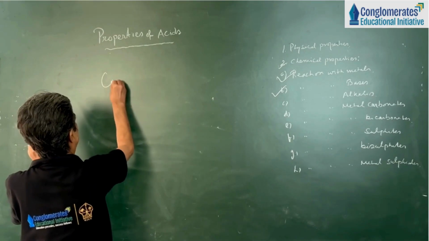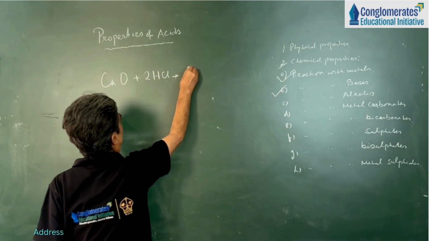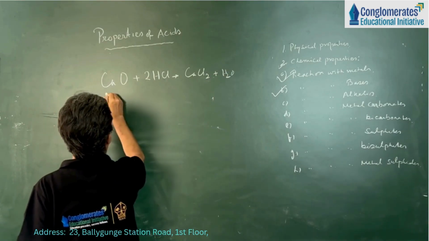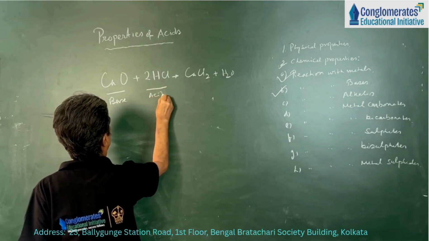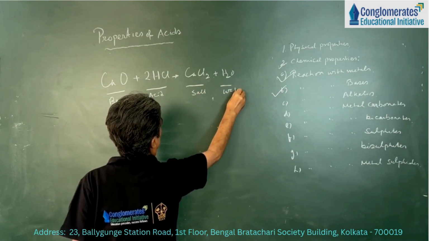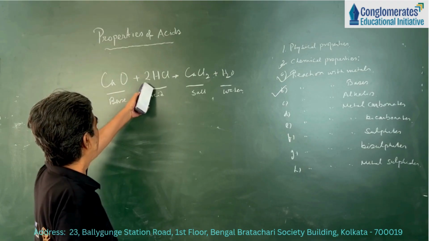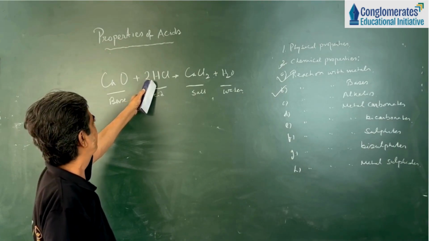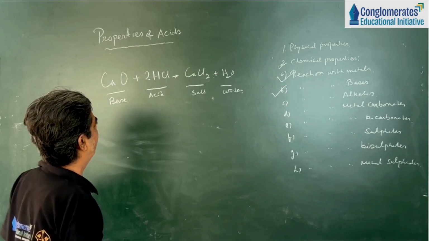Now suppose calcium oxide, a base, plus hydrochloric acid, HCl, to form calcium chloride plus water. That means base, acid, salt and water, because we know that acid plus base forms salt and water. Therefore, hydrochloric acid, dilute of course, because acids are only used in dilute condition. Now hydrochloric acid reacts with the calcium oxide to form salt and water, that is calcium chloride and water.